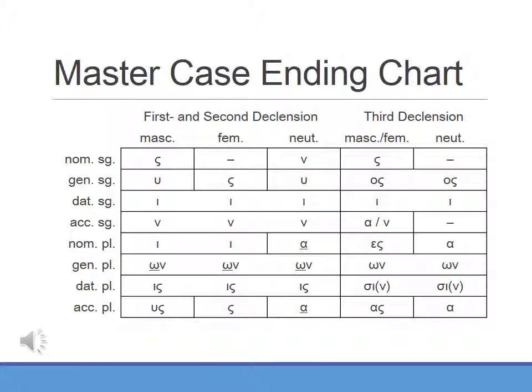This is the master case ending chart. You absolutely have to commit this to memory. So far, we've studied the first and second declension forms. We are now dealing with the third declension forms. We cannot overemphasize the importance of having this chart thoroughly memorized. The work that you spend memorizing this now is going to save you hundreds of hours later when it comes to trying to figure out particular forms.